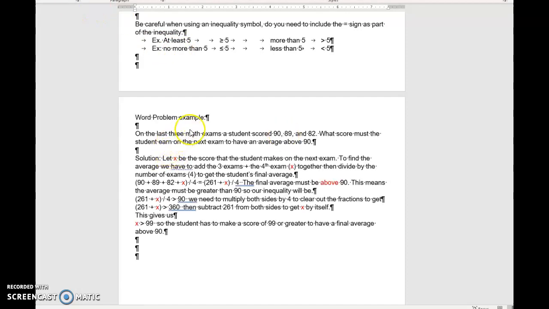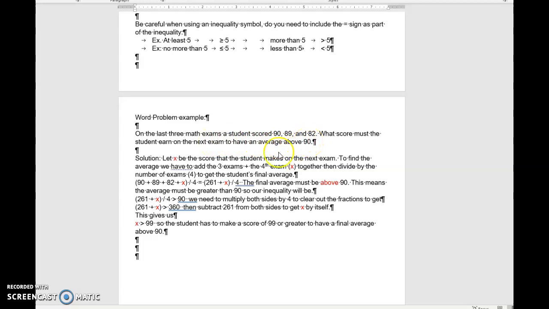Now let's work one last word problem example. I'm not going to tell you whether it's an equation or an inequality, and I'm not going to tell you how to do it. But hopefully as you see my solution here, you're going to be able to understand it. On the last 3 math exams, the student scored 90, 89, and 82. What score must the student earn on the next exam, or the 4th exam, to have an average above 90?